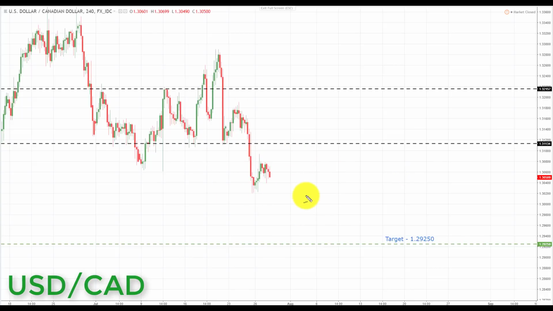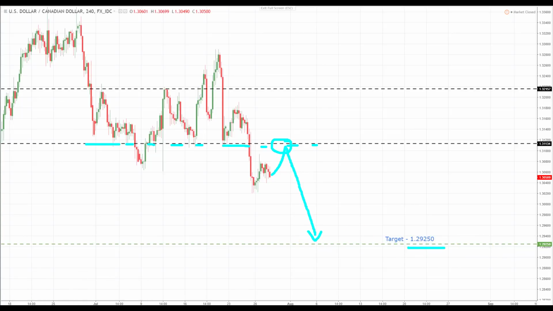So very simply put, we're trading the pairs on their own merit again this week. If we get a pullback to broken support looking to turn resistance at the 1.31134, this is going to once again be a great place to start to look for bearish formations and patterns in the US dollar CAD. And we're going to be looking at initiating shorts down towards the next key area of support to the downside and the target set at the 1.29250.